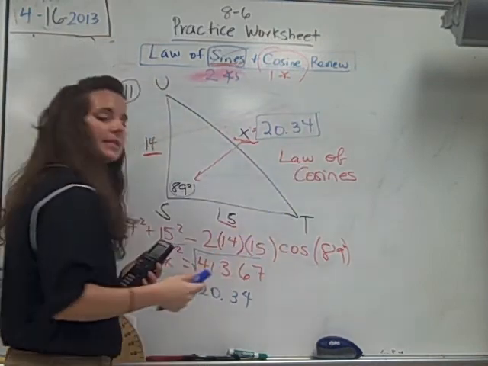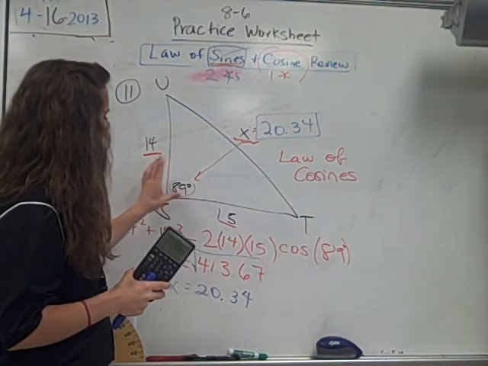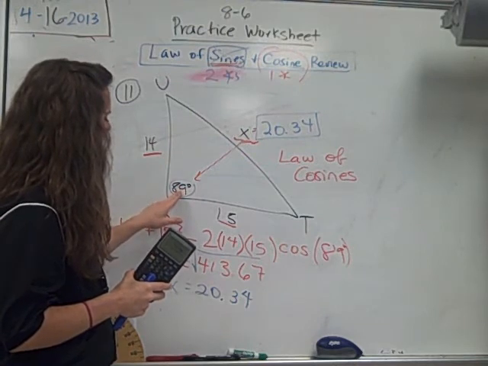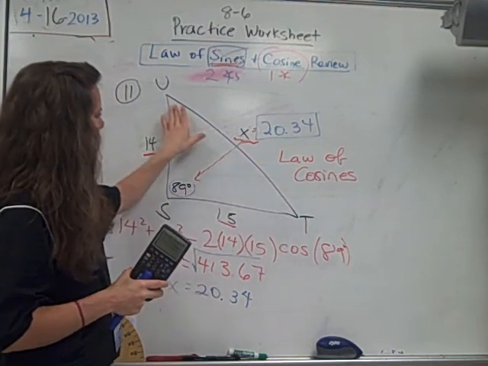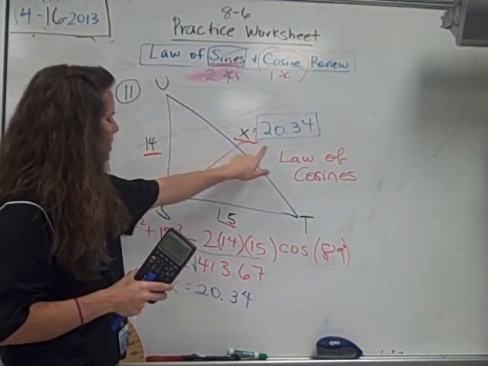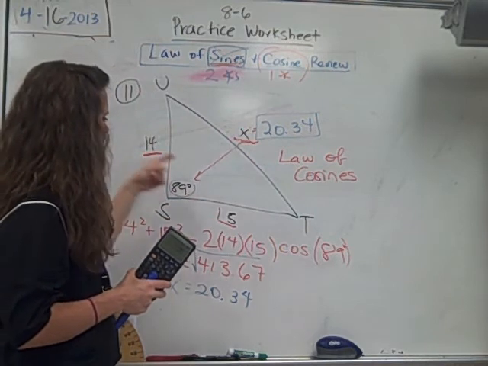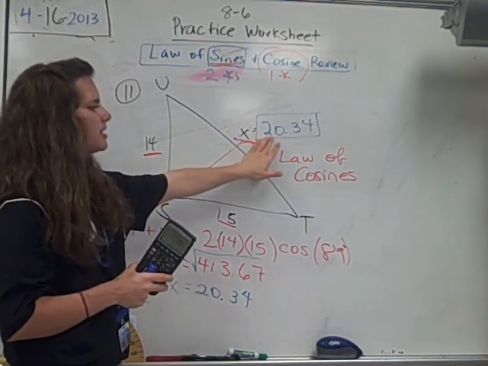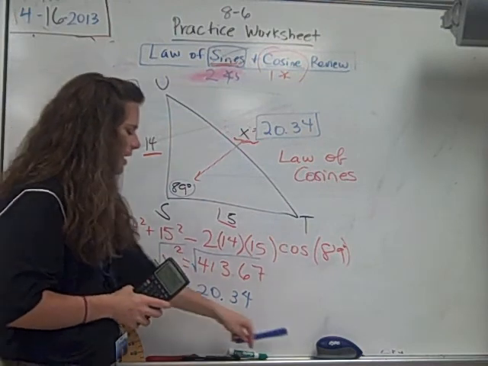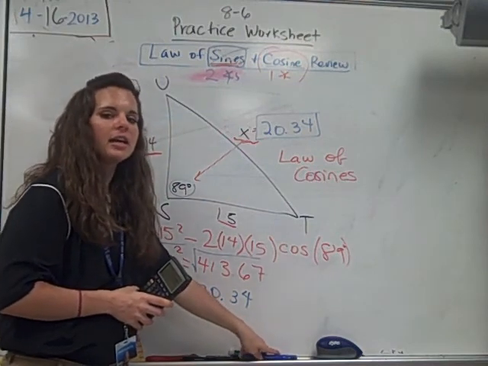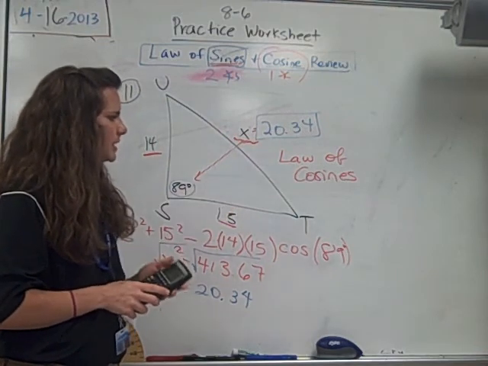And does this make sense in real life? 89 degrees is a pretty big angle. U and T are going to have to be smaller than that. So take a look. 20.34, it's a reasonable answer compared to these, and also it's bigger than both of these. So we can be pretty sure that, hey, we've got the right answer here. X is equal to 20.34.